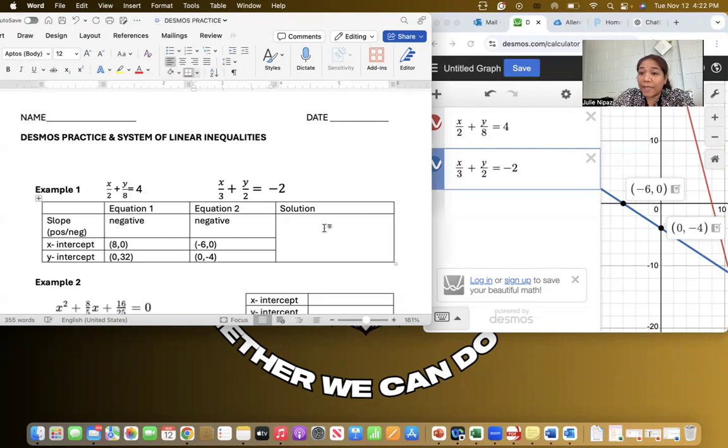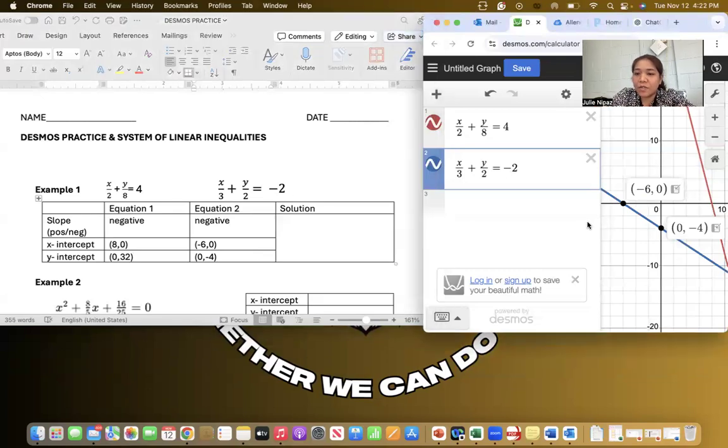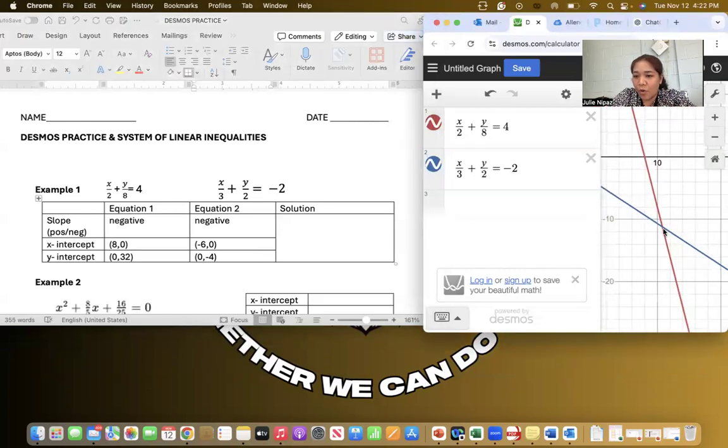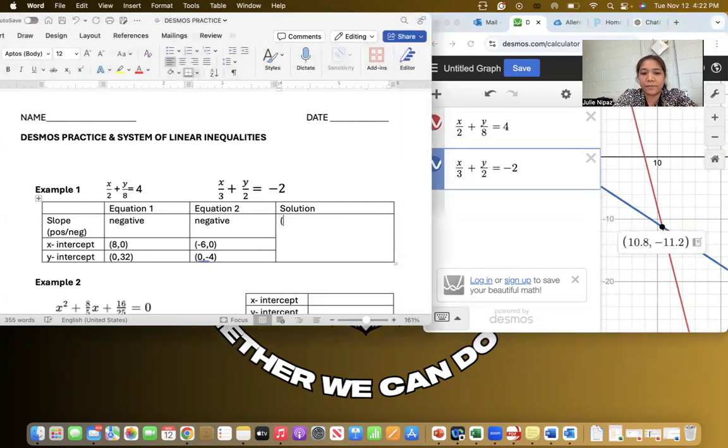Okay? Now, to find the solution, if they are crossing each other, the solution is always the point of intersection, the one in the middle. So you have to find the middle point, and that is at 10.8, negative 11.2. You have to take note that on the state test, it will never give you answer choices in decimal. They will always give you answer choices in fraction.